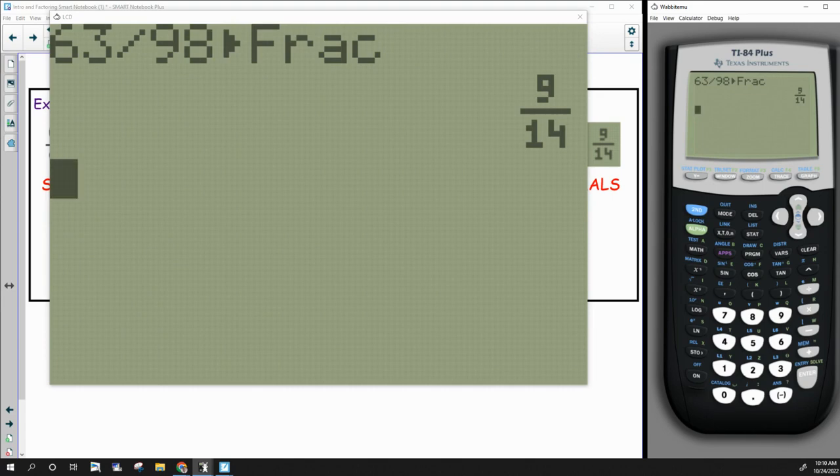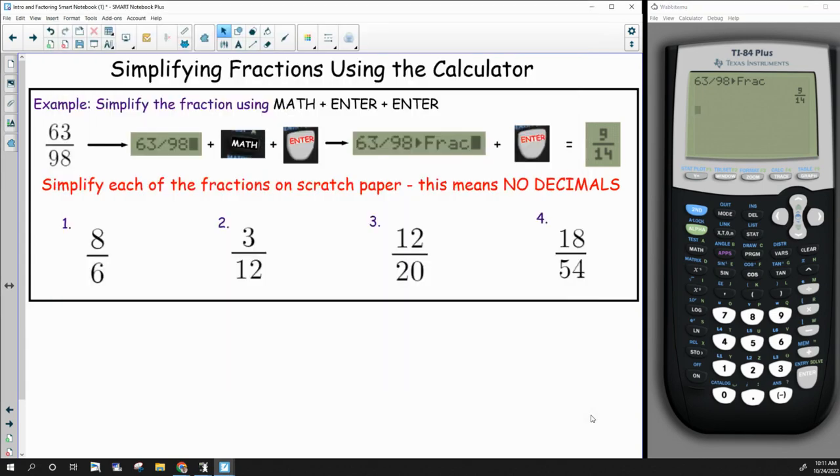63 over 98 simplifies to 9 over 14. That is it. Literally, that's it. It's an awesome thing to know how to do. It's brainless. You just need to remember math, enter, enter. So if I ever talk about simplifying a fraction, or I say the words math, enter, enter, this is what I'm talking about. Now let's do another one, and then you'll be able to knock the rest out.